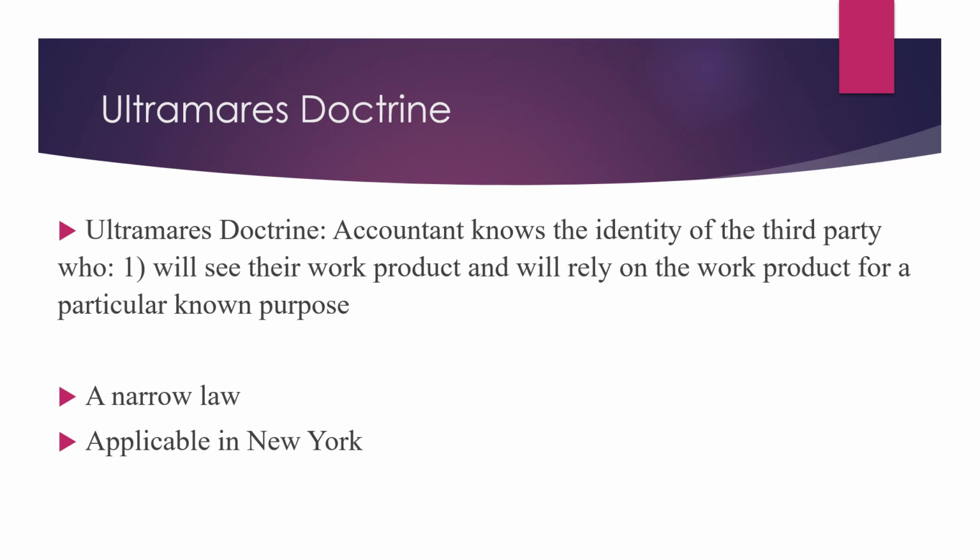This derives from New York. New York developed this law court case. We're going to talk about it in 1931. Other states have signed on, but this is the one that's applicable here. And the idea behind the doctrine states that an accountant must know the identity of the third party. That third party will see the accountant's work product, and they will rely on that work product for a particular known reason, that known purpose, I should say, and the accountant is the one that knows the purpose.